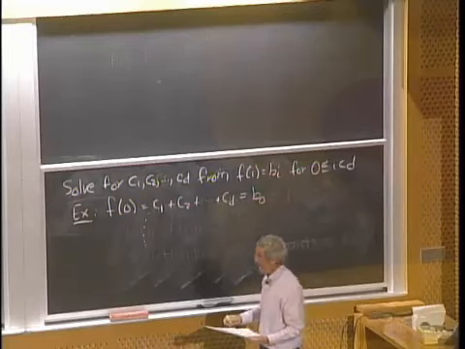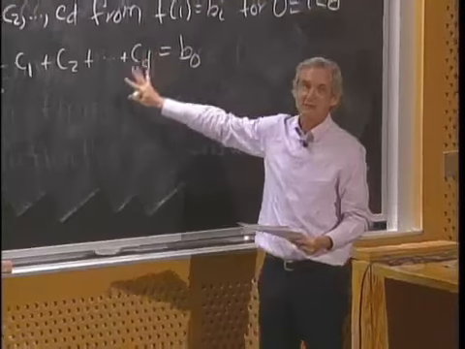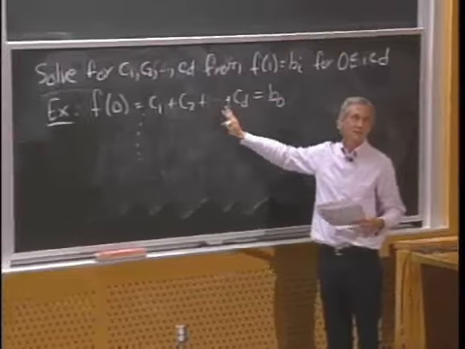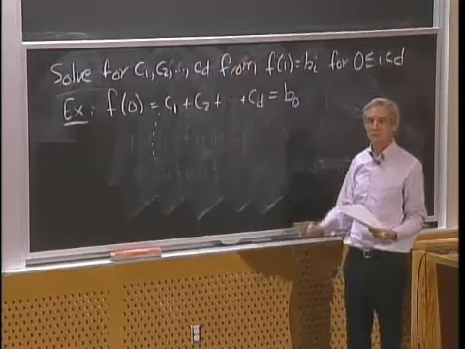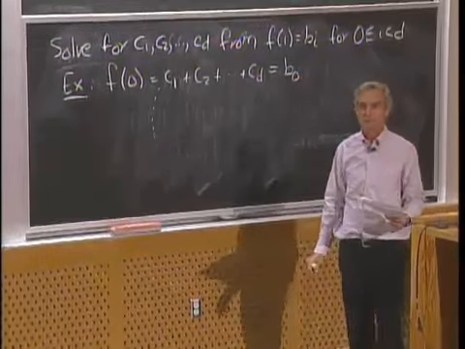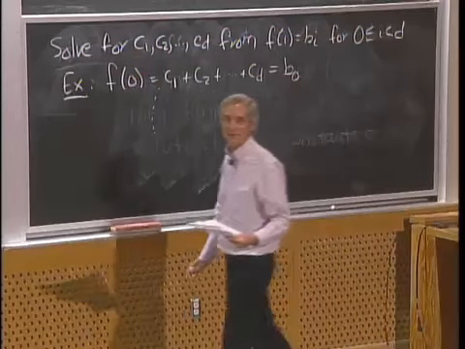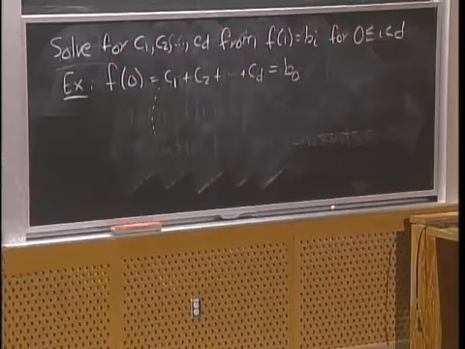All right? Now, it turns out this system of equations is never degenerate. It always has a solution. You can prove that, but we won't do that. Any questions about how to do that?